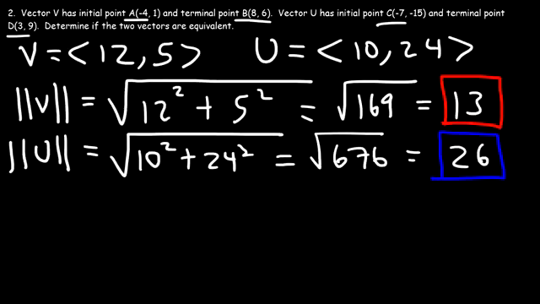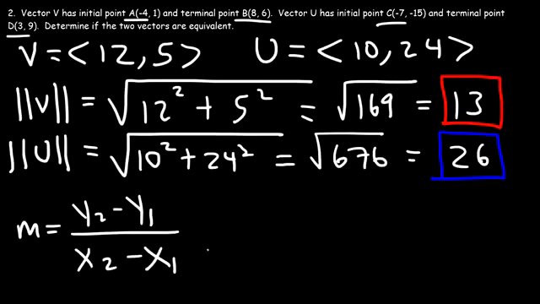A quick way to determine if the two vectors have the same direction is to determine the slope of each vector. So if you recall, the slope is the change in y values divided by the change in the x values. Now for vector v, the change in the y values, looking at the initial point and the terminal point, it's 6 minus 1. And that basically gave us vy, which was 5.